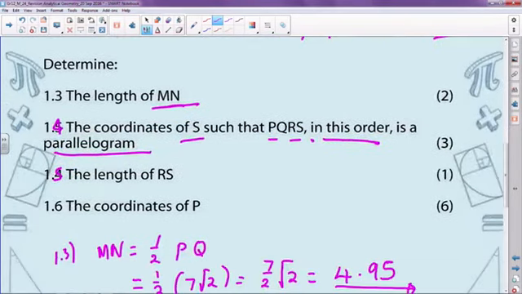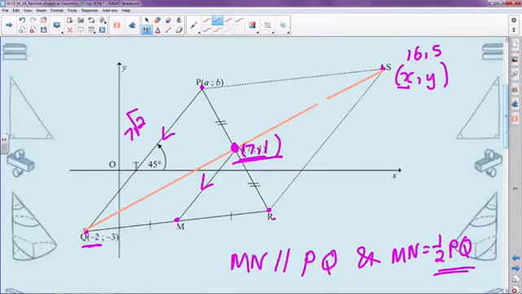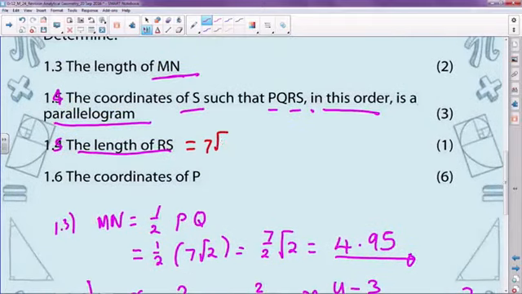Let's look at the next one, the length of RS. Okay, so let's go to the diagram and look for RS. Now remember, they've also told you that this is a parallelogram. PQRS is a parallelogram. So therefore, we know that RS is going to be equal to PQ, because we know that the opposite sides of a parallelogram are equal. We know that PQ is 7 square root 2, therefore RS must also be 7 times the square root of 2. So the length of RS is 7 square root 2. You can work out that value on your calculator. I'm not going to do that, but you can do that. Okay, let's go straight into the next one.